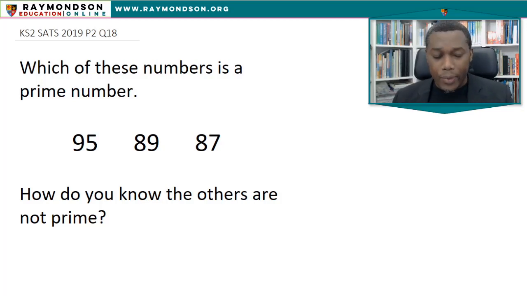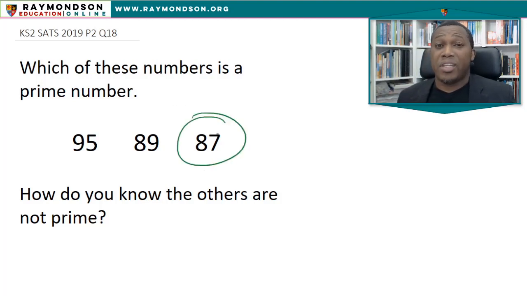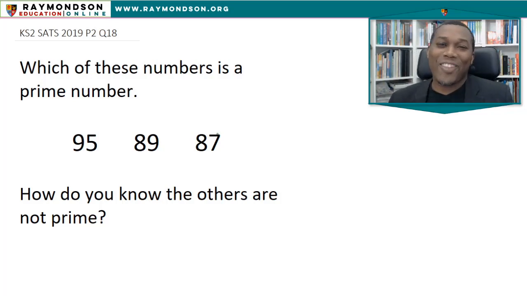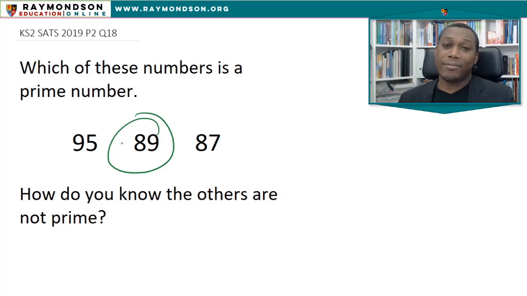Okay, right. So you would have circled 87 because it ends in a 7, and everybody knows if it ends in a 7, it has to be a prime number. No, it doesn't work like that. It's the 89. Yeah, that's definitely prime.